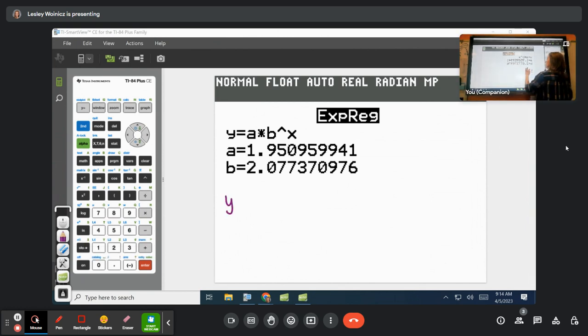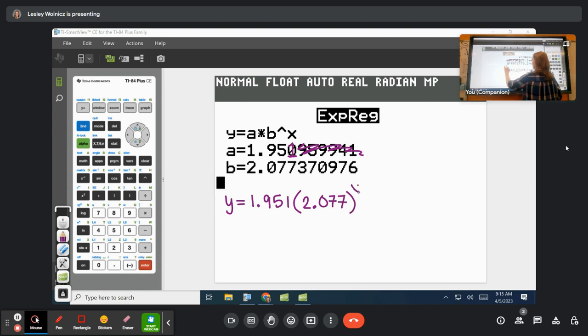So it's y equals our a value. We have to round to the nearest thousand. So I'm not going to use any of this bit. However, this 9 tells me that I need to make that 0 a 1. I have to round up to 951 and get rid of the rest of this. So our a value is 1.951 and our b is 2.077 to the x. So what this is telling us is that we start at about 2 terabytes and then we're about doubling it every year after that. So it's almost like y equals 2 times 2 to the x. It's kind of like that.